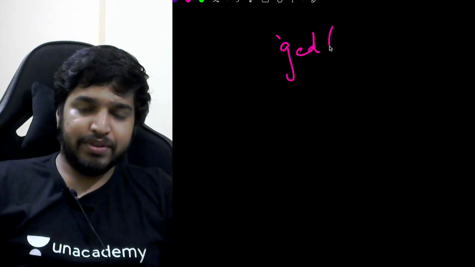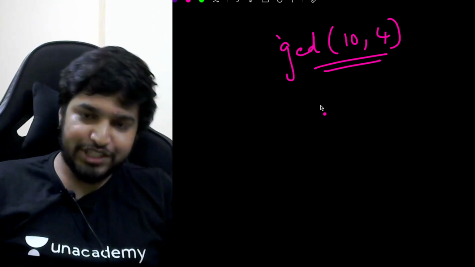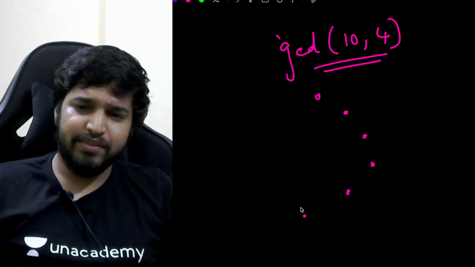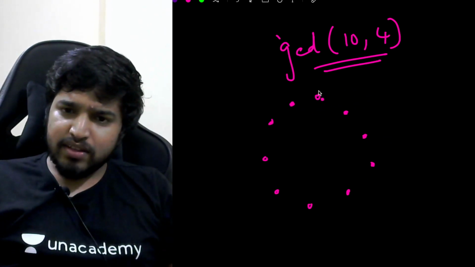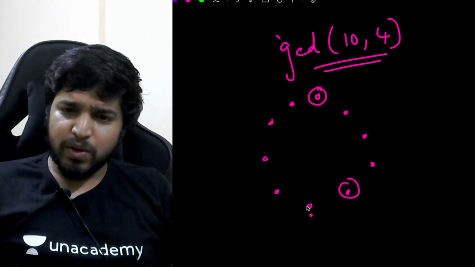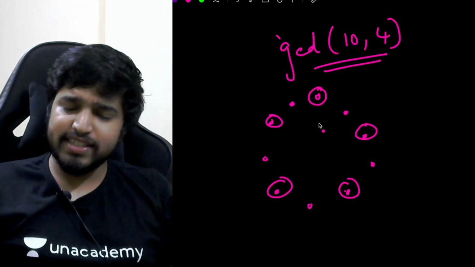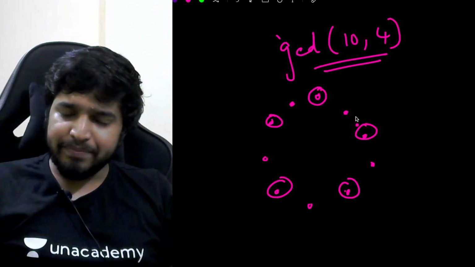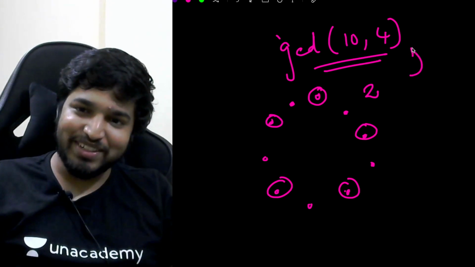Let's take a better example. GCD of 10, 4. Let's draw 10 points. 1, 2, 3, 4, 5, 1, 2, 3, 4, 5. What did we decide? We mark one point, then we go 4 steps, and mark again, and again. You can see that the gap between each point is equal for all points, and that gap is 2.